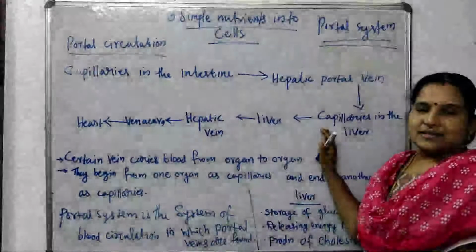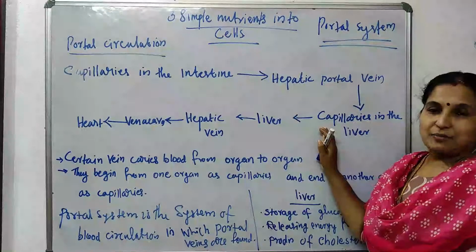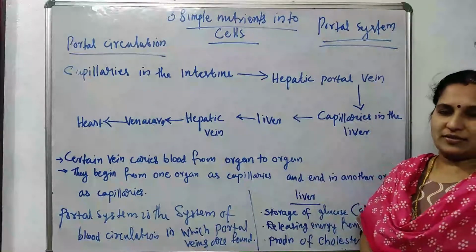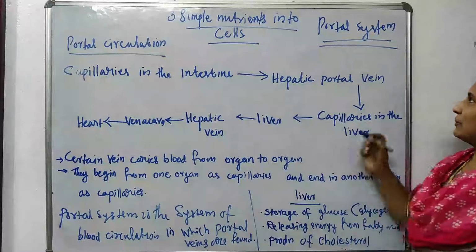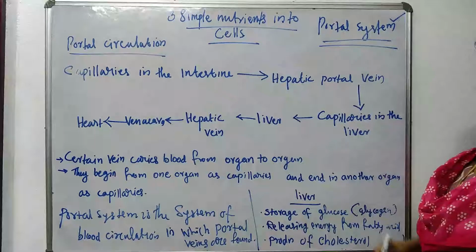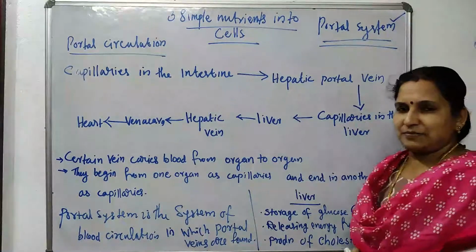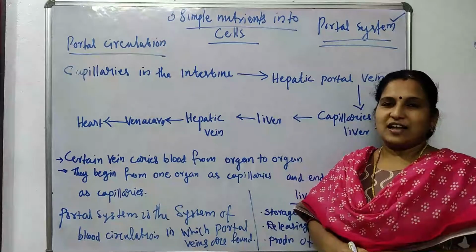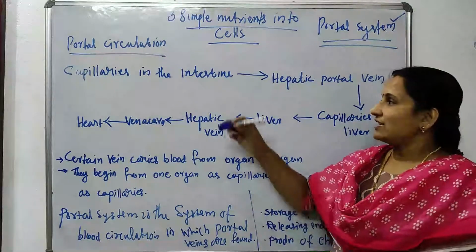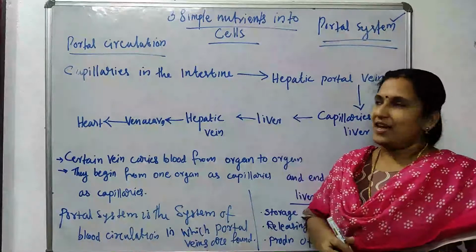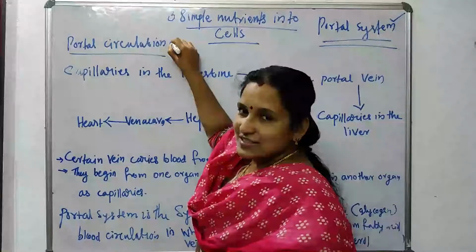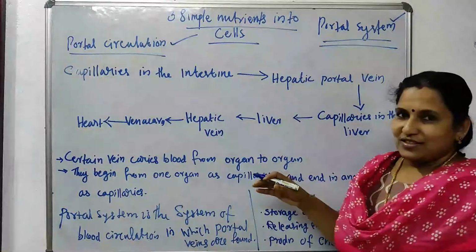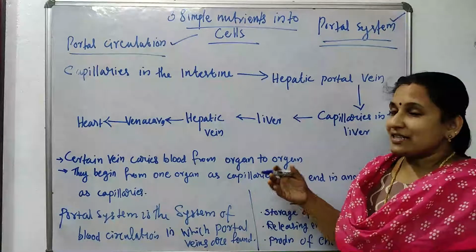How do the simple nutrients absorbed into blood from the small intestine reach the heart? It is with the help of the portal system. So what is the portal system? It is the system of blood circulation in which portal veins are connected. Example, portal circulation. Then out of this, the hepatic portal system.